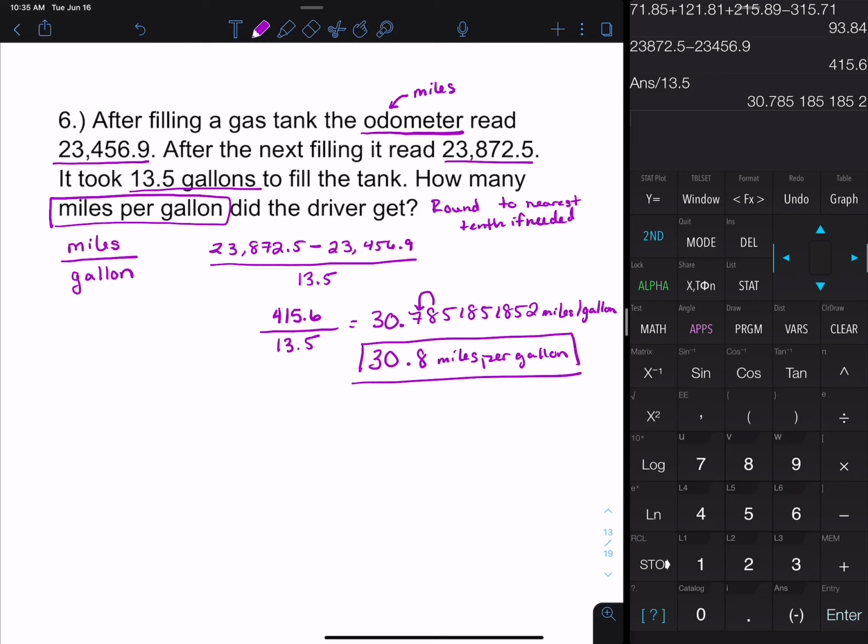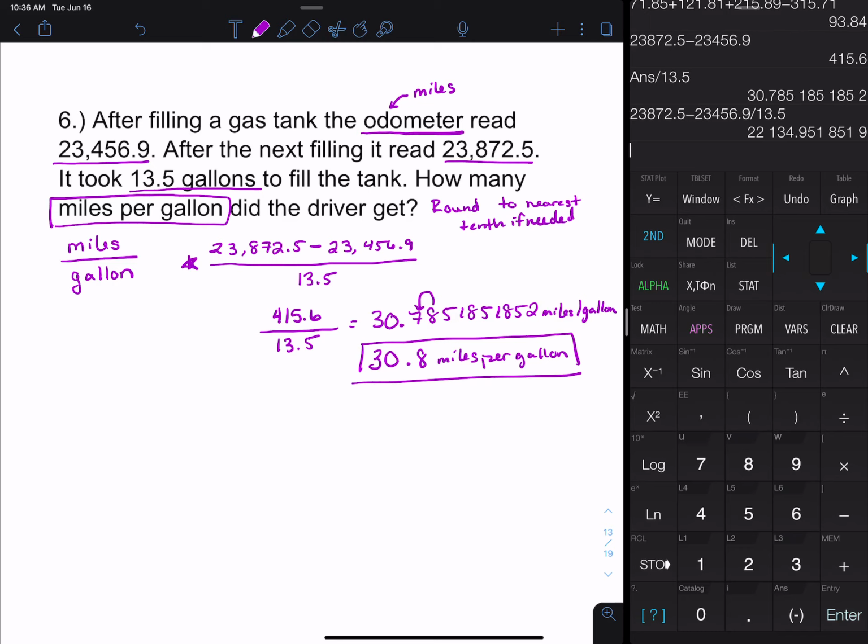Now, one thing I do want to make sure I point out is with our calculators, they're smart, but they'll do exactly what we tell them to do. So our calculators will do the order of operations. So if I had tried to type out this first fraction all in one step, we would have gotten a different answer. So if I had done 23,872.5 minus 23,456.9 and then divided it by 13.5, our calculator is going to do that division first because of the order of operations. Right? We get a very different number.